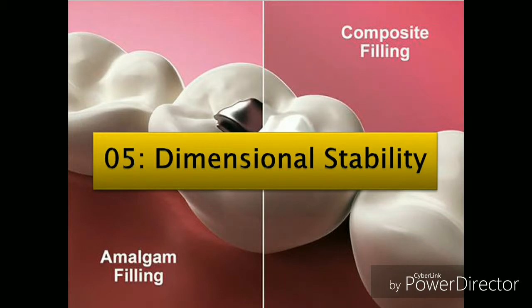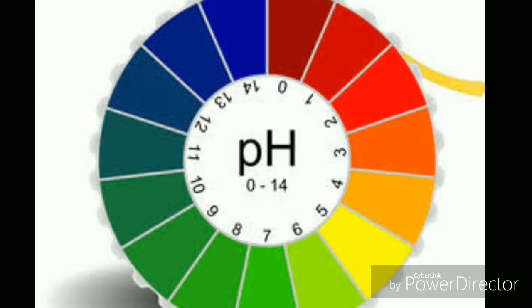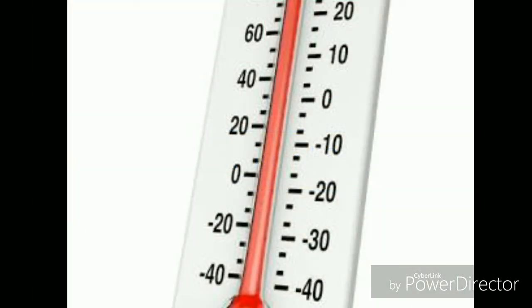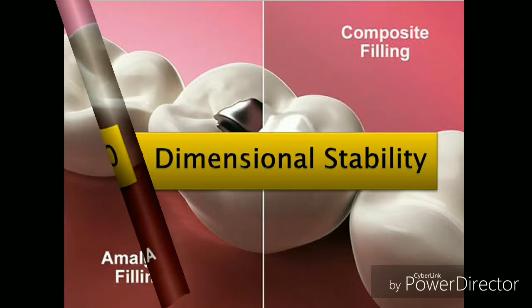A dental amalgam restoration is much more dimensionally stable as compared to dental composite. It has the ability to withstand the variations of the masticatory forces, the variations of pH, and the temperature changes inside the oral cavity. Whereas dental composite has a very big disadvantage of shrinkage after the polymerization reaction, which affects the dimensional stability of a composite restoration.